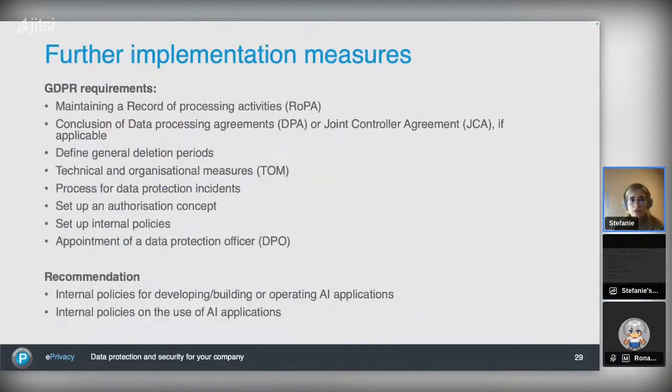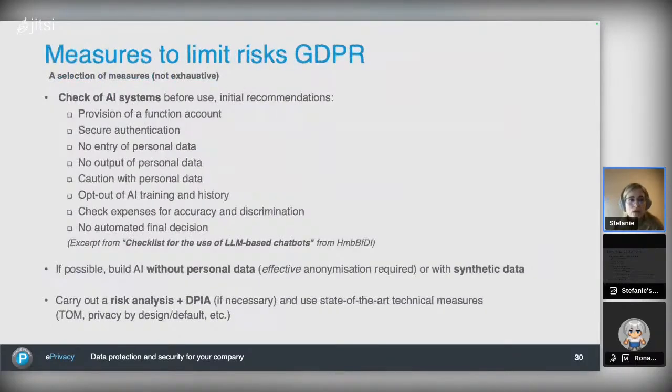Then there are further implementation measures and requirements from GDPR, which I will not go into detail on because we are almost finished time-wise. What I have for you are some measures to limit risks under GDPR. The first one is to check the AI systems that we would like to use. There are also checklists from authorities that we can use.